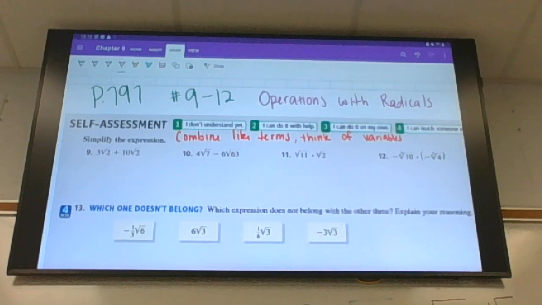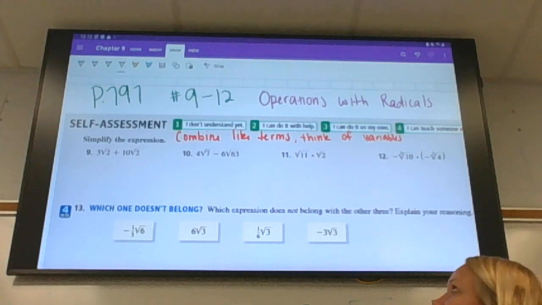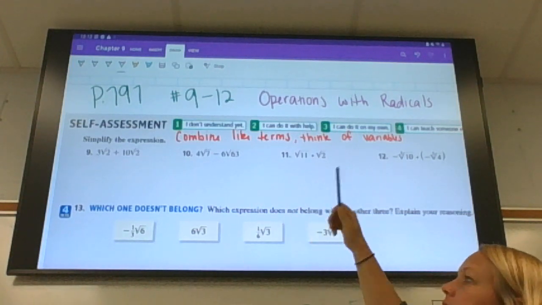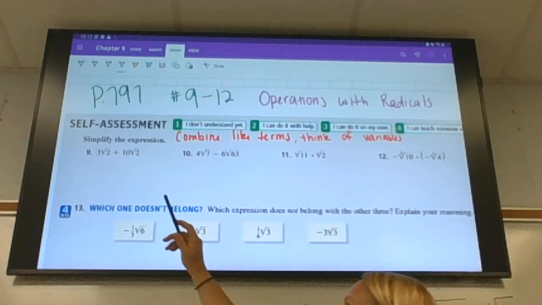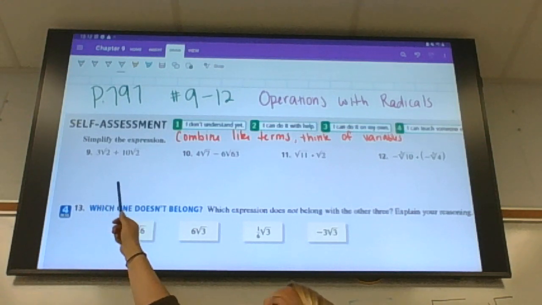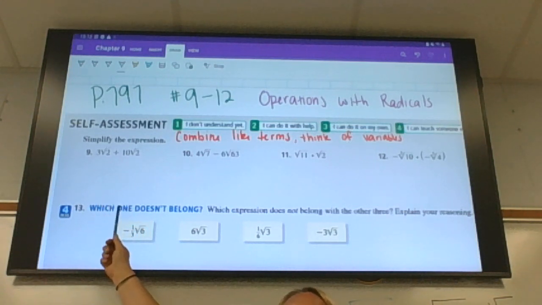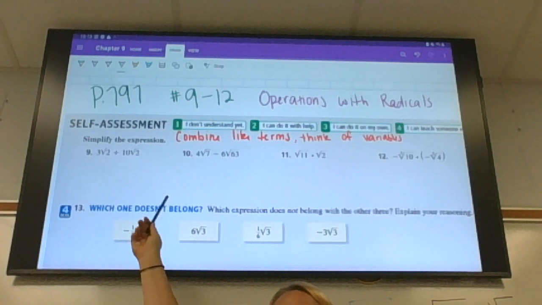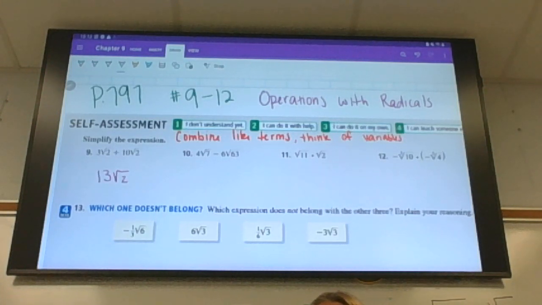Alright, operations with radicals. So you can combine like terms just like variables. On number 9, it's 3 square roots of 2 plus 10 more square roots of 2, total 13 square root 2. You add the number in front, keep the radical there. That number in front is called a coefficient.